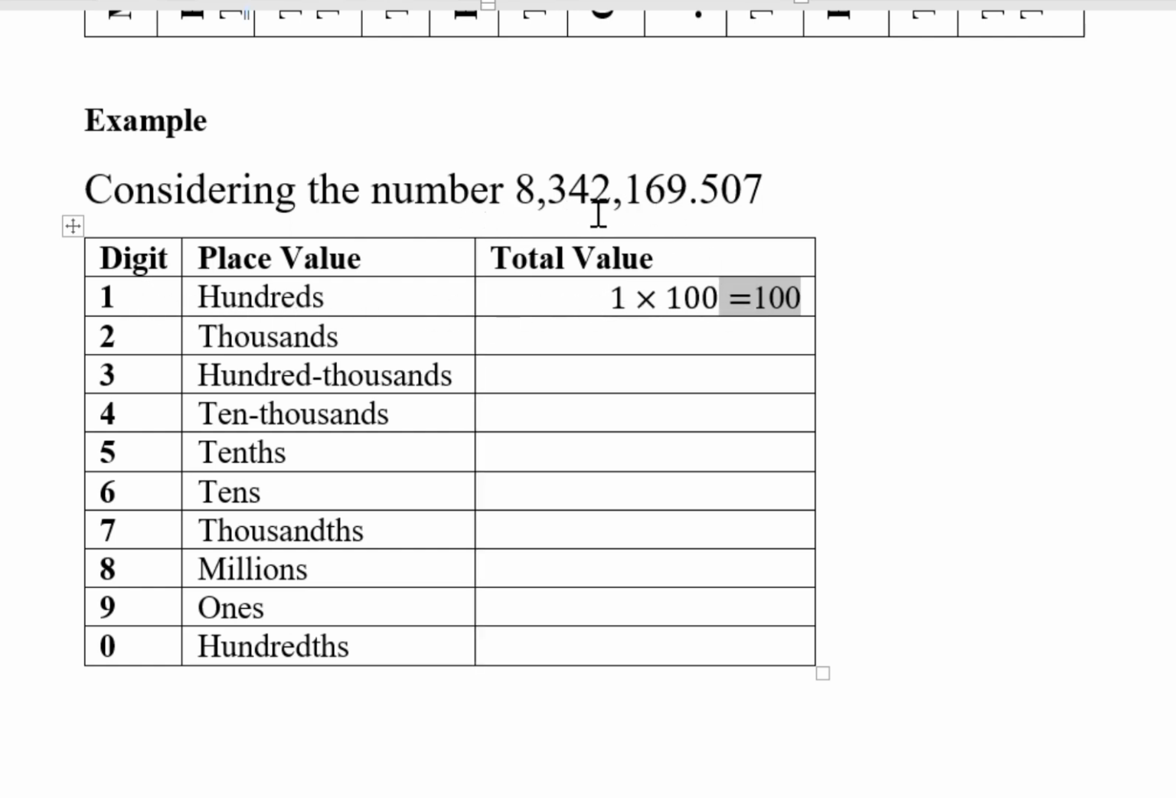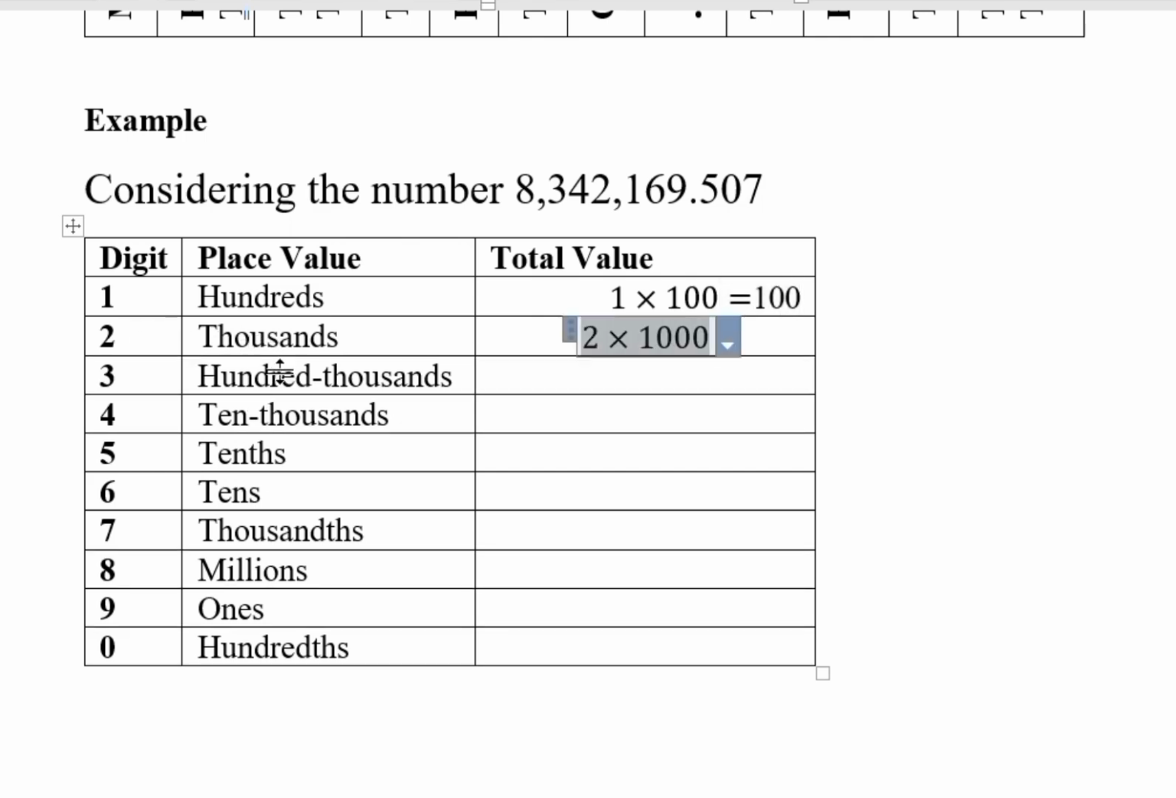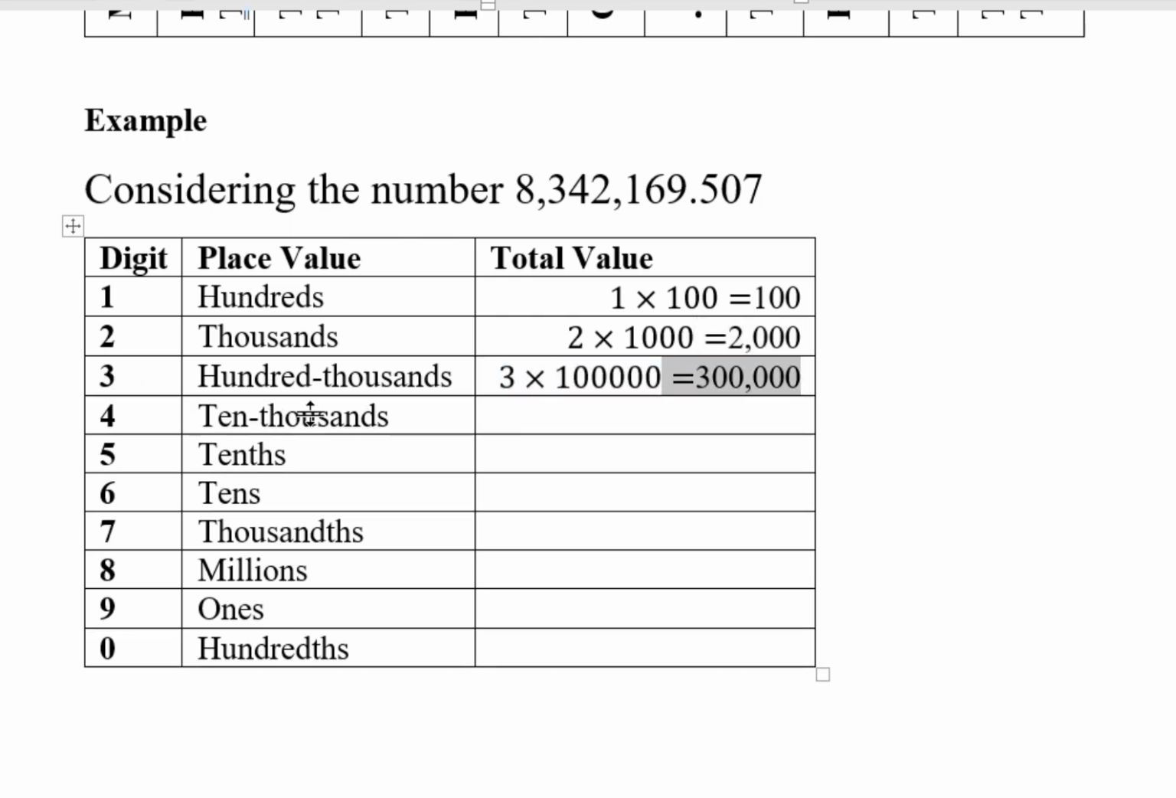Now for 2, we have noted it takes a place value of thousands. So we shall get the total value by taking 2 times 1,000. That will give you 2,000. For 3, we identified its place value as 100,000. So we shall take 3 times 100,000, giving us 300,000. That's the total value. And then for 4, it takes a place value of 10,000. So we shall have 4 times 10,000, giving us 40,000.